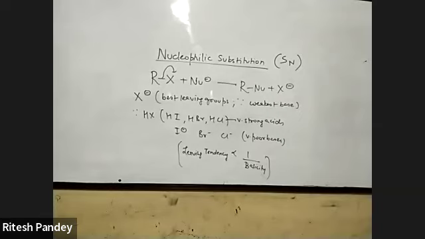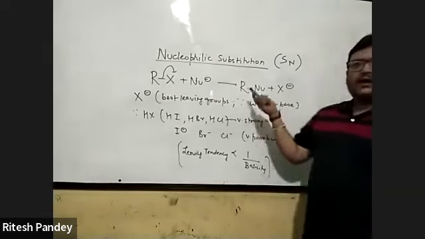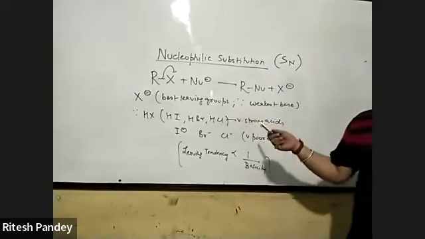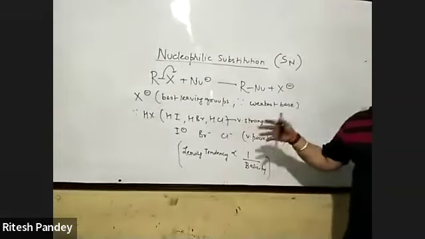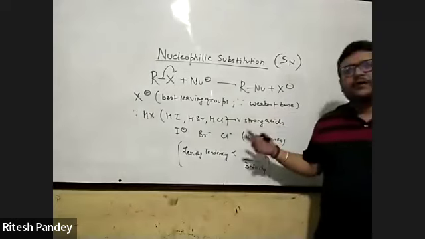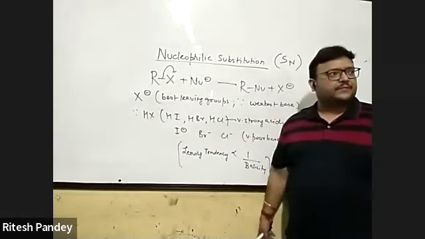So, getting back to it, I think this part is understood. Halides are going to be ideal substrate for substitution because halides are very good leaving groups. They are very good leaving groups because they are poor bases. A strong base is a poor leaving group. A poor base is a good leaving group.